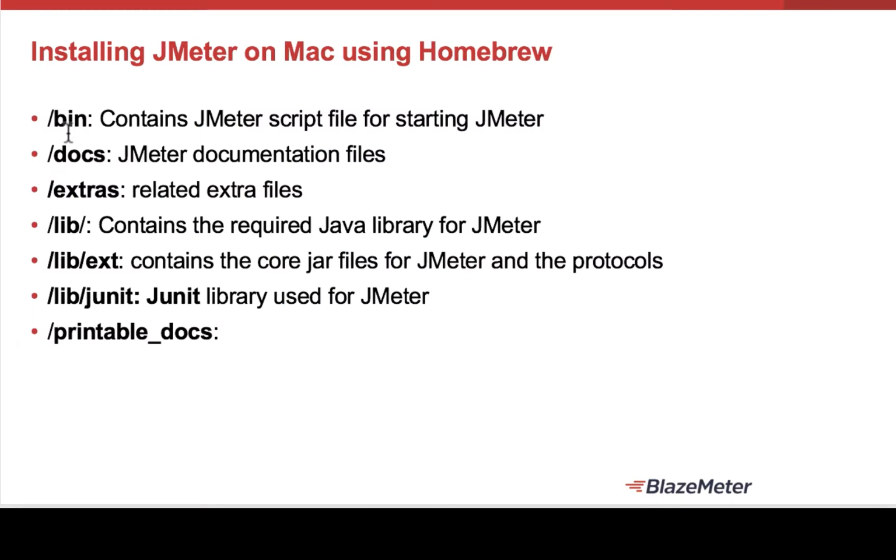So we have the bin folder, which contains the JMeter script file for starting JMeter, the documentation, and any extra related files. Then the lib folder, which contains the required Java libraries for JMeter. Inside that folder, we have an ext folder, which contains the core jar files for JMeter and the protocols, and also a junit folder used for the JUnit library in JMeter.